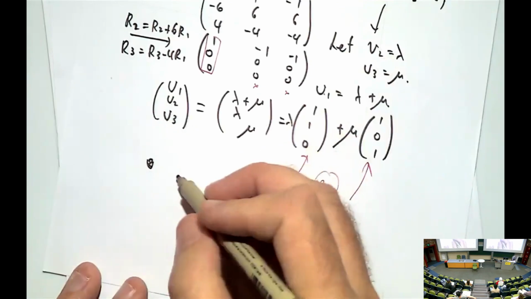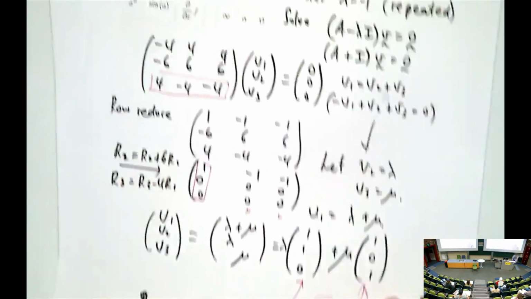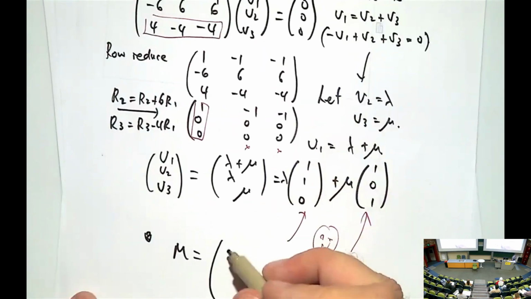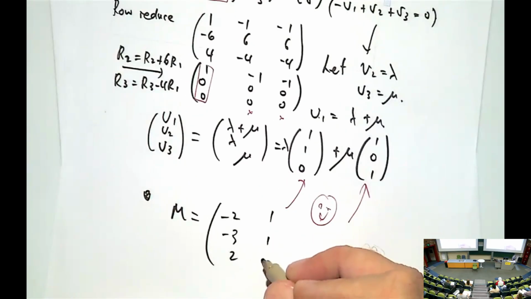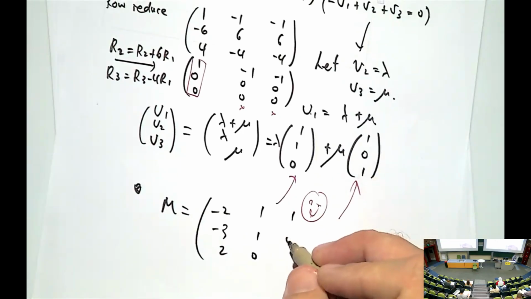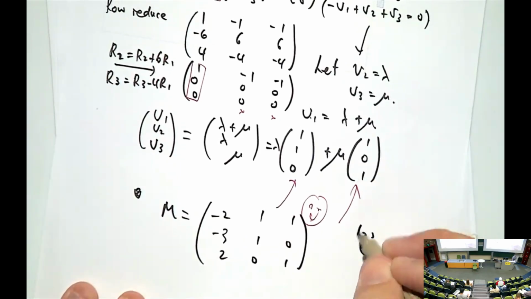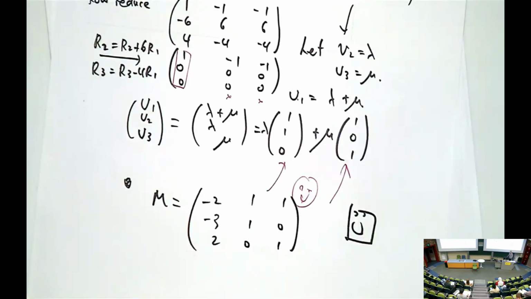So, what would our M matrix be? It would be this vector as a column, this vector as a column, and this vector as a column. That's it. So people get angry or upset or triggered when they have these repeated eigenvalues. You can do it. It's just a bit more work.